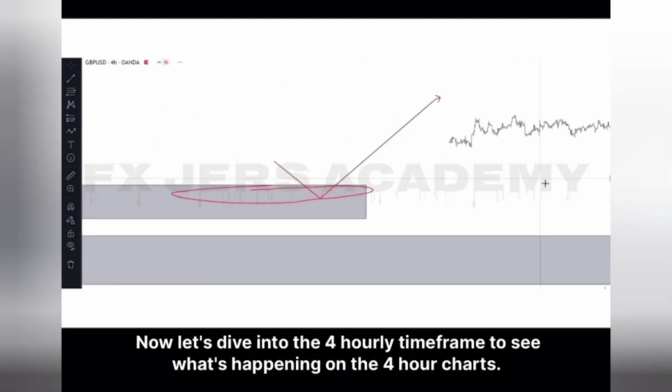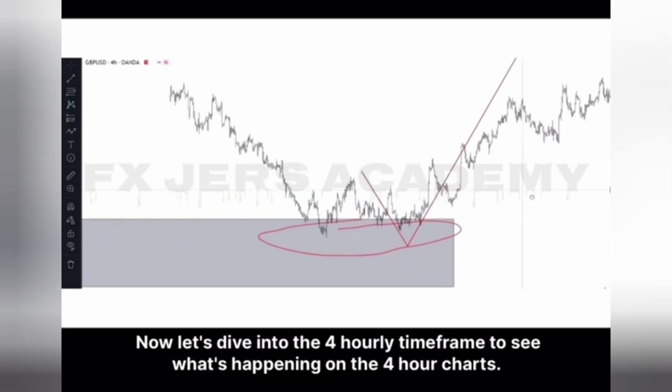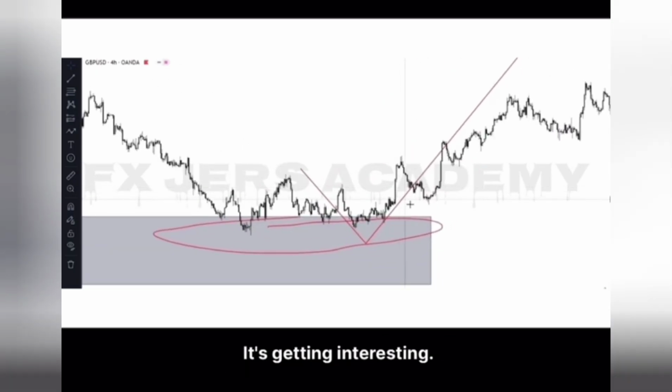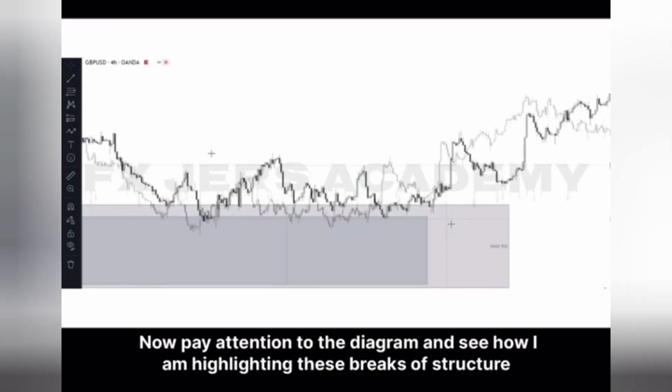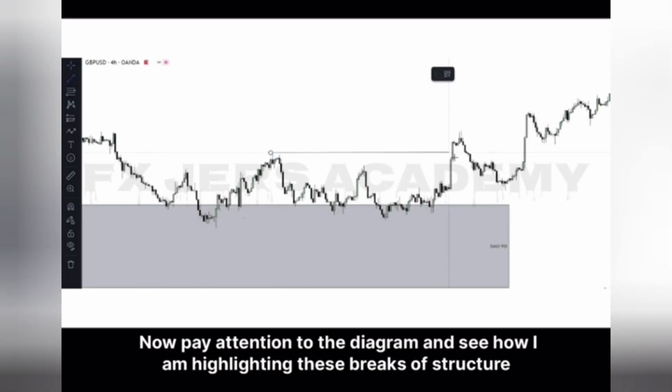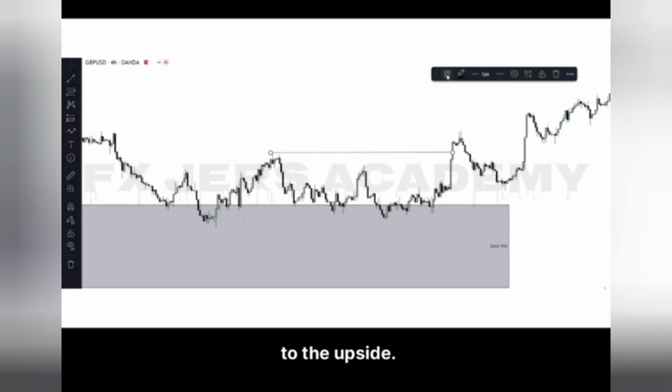Now let's dive into the 4-hourly time frame to see what's happening on the 4-hour charts. It's getting interesting. Let me remove these red lines first. Now pay attention to the diagram and see how I am highlighting these breaks of structure to the upside.